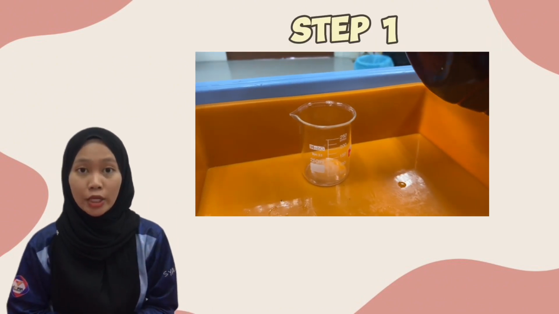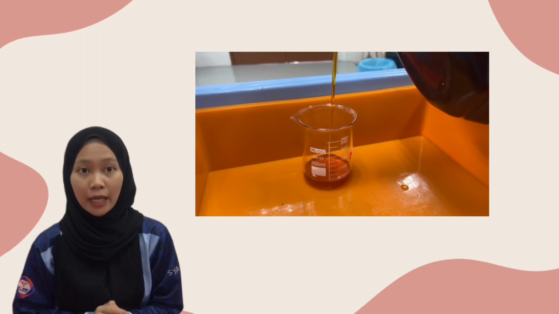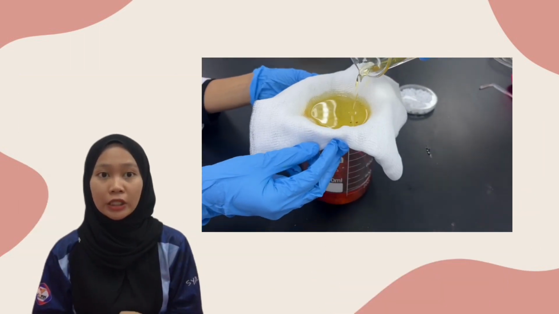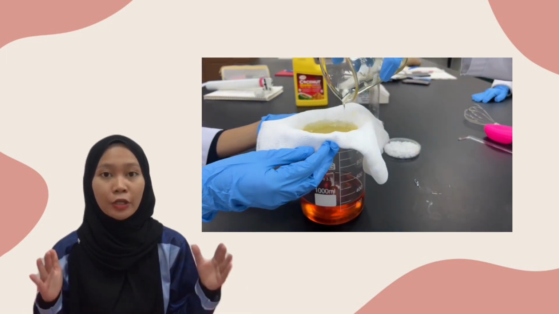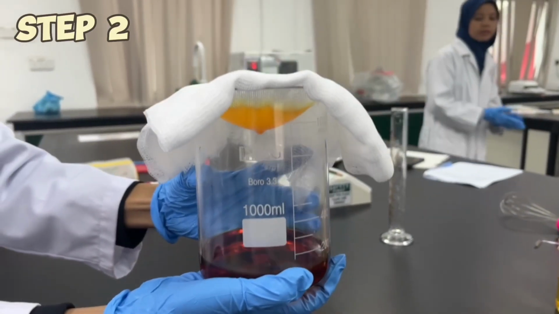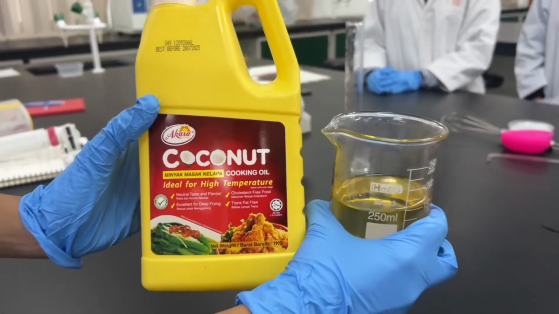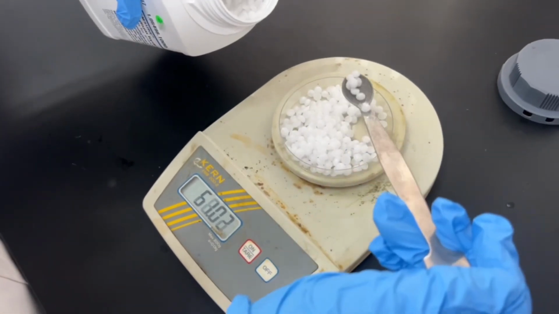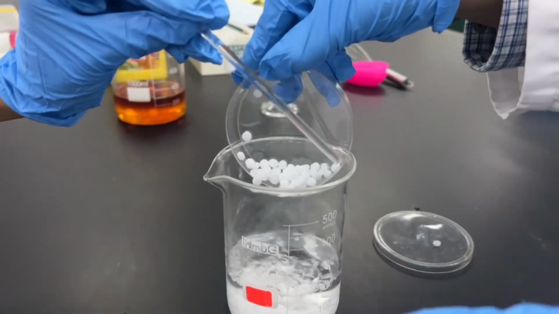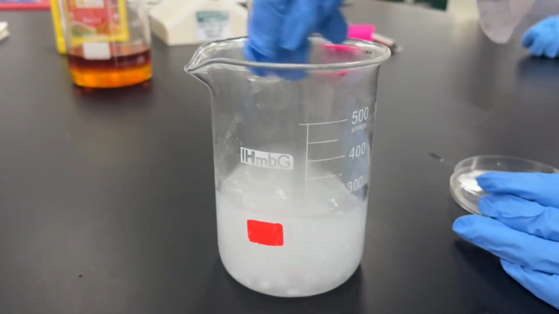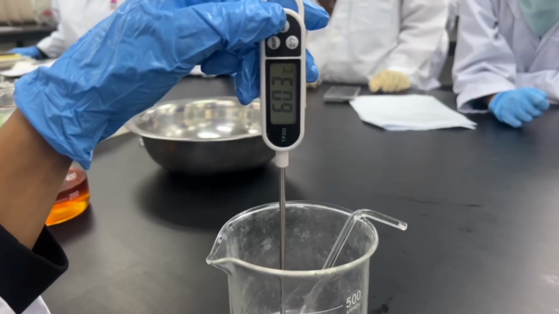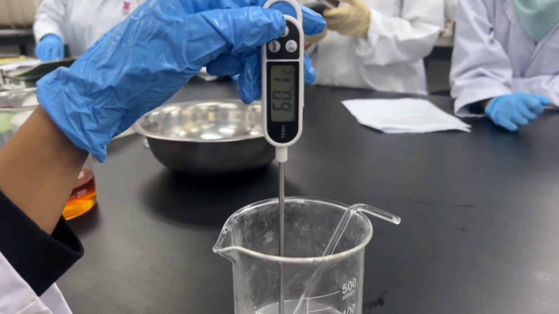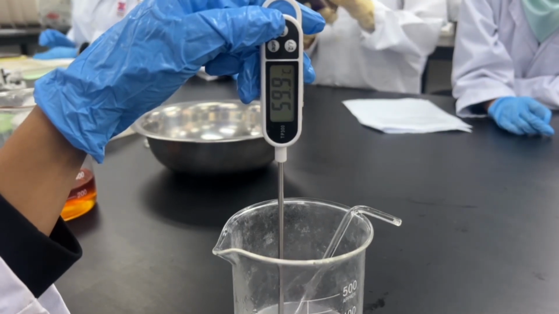Firstly, we measured 150 ml of used oil and coconut oil, and a filter cloth was placed at the top of the beaker. Next, the oils were carefully poured into the beaker. After that, we weighed 50 grams of sodium hydroxide and mixed it in 180 ml of water, and then we measured the temperature and allowed it to cool down to 60 degrees Celsius.